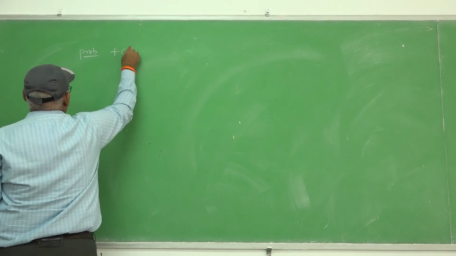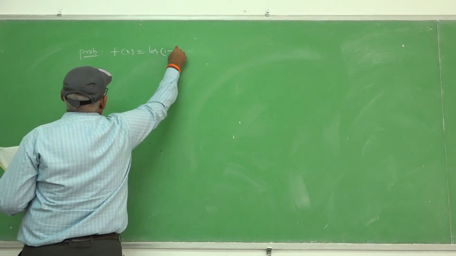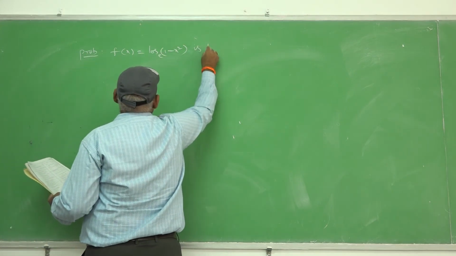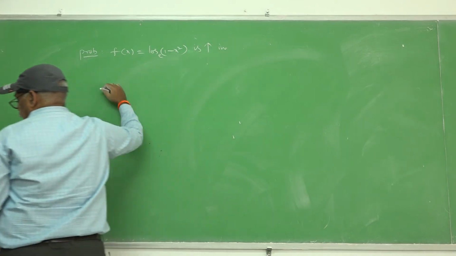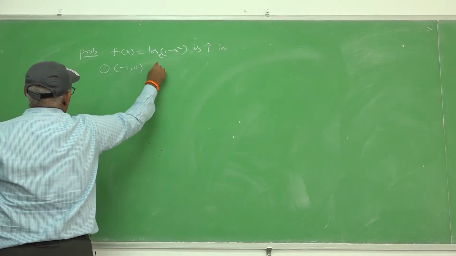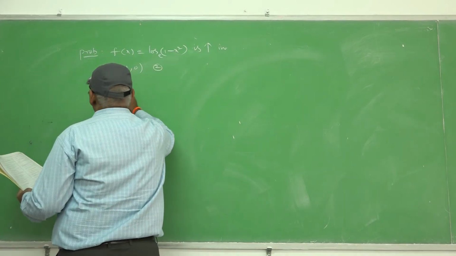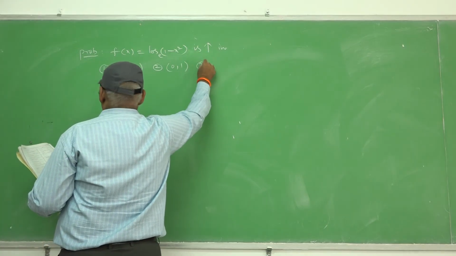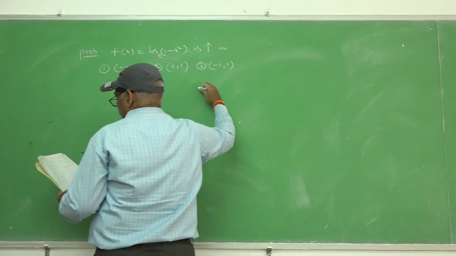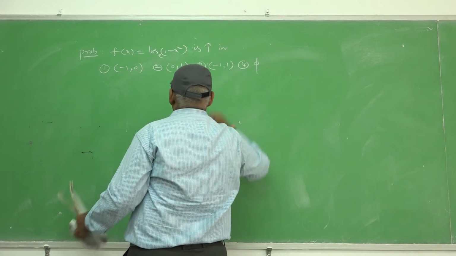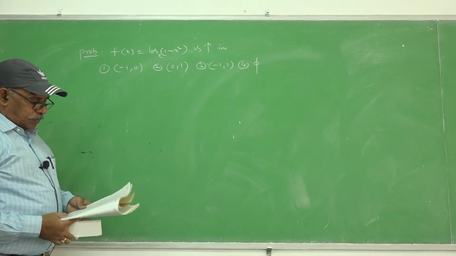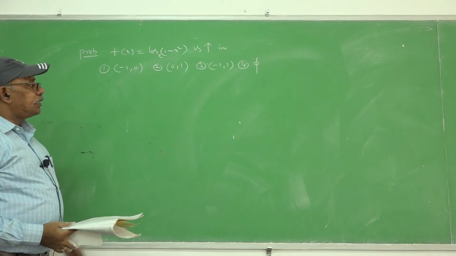f(x) equal to log of 1 minus x square to the base is increasing in, the options are given: minus 1 comma 0, 0 comma 1, minus 1 comma 1, and the fourth one is 5, which stands for null set. So, f(x) equal to log of 1 minus x square is increasing in which interval?